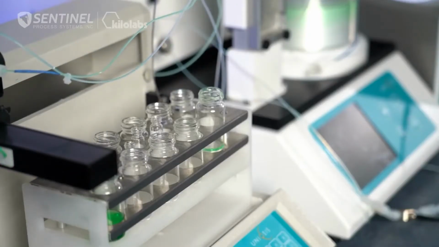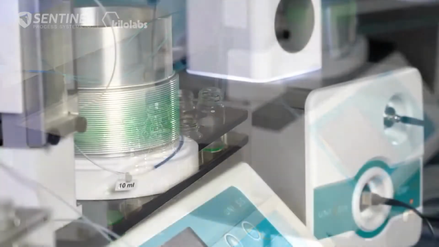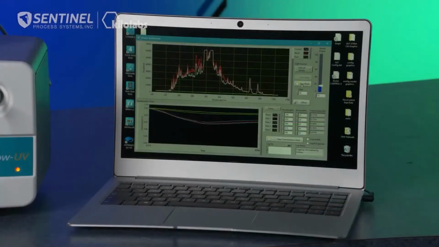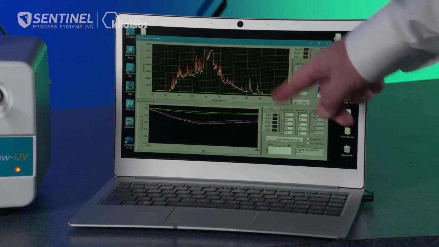Okay, now we've collected the hard cut of our product. We still have some green that is leaving the coil, and that's showing right here as the green dye comes through the flow cell. And we return to a steady state, and the transmittance will go back up to 100%.